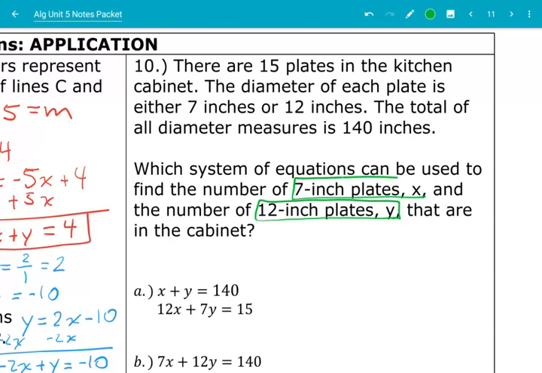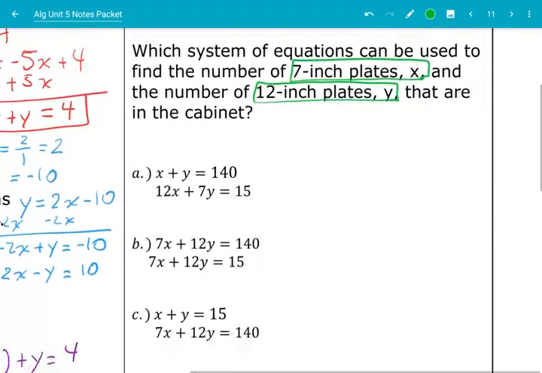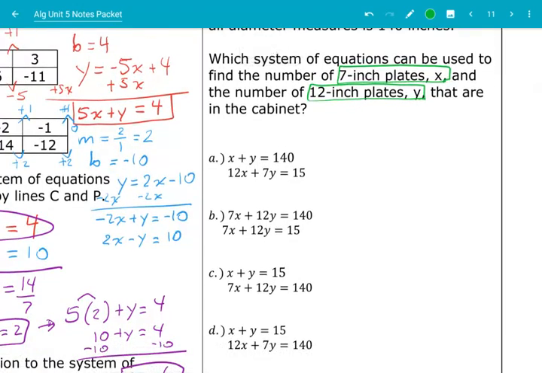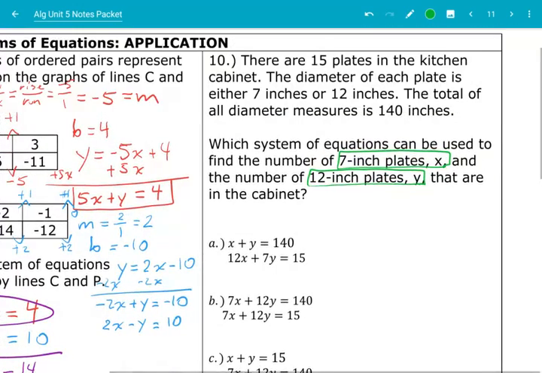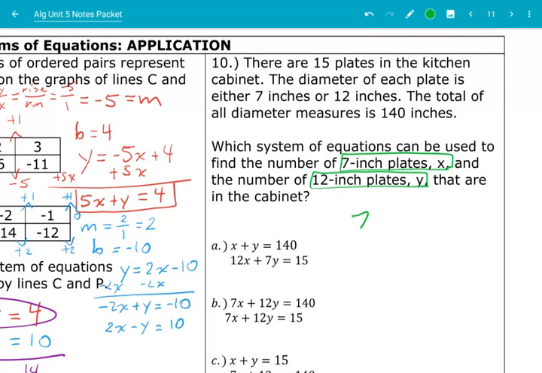Okay, well, we just need to look at these 4 systems that they give us to choose from. So here's the first thing. Remember, first thing we're going to do is define a variable. So X is the 7-inch plates. And the 12-inch plates are Y.